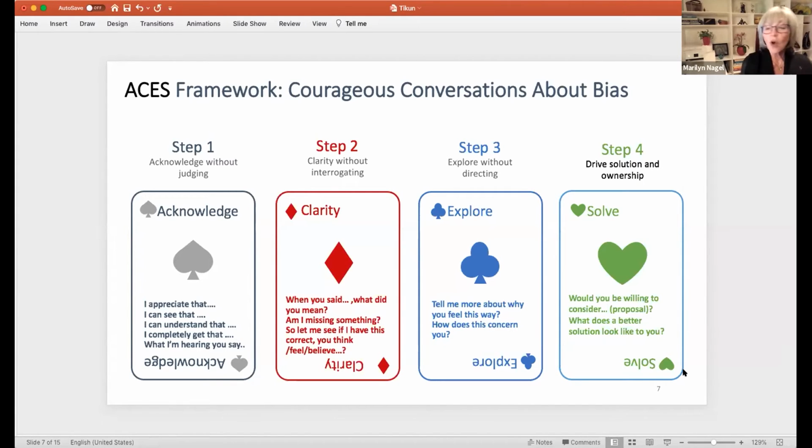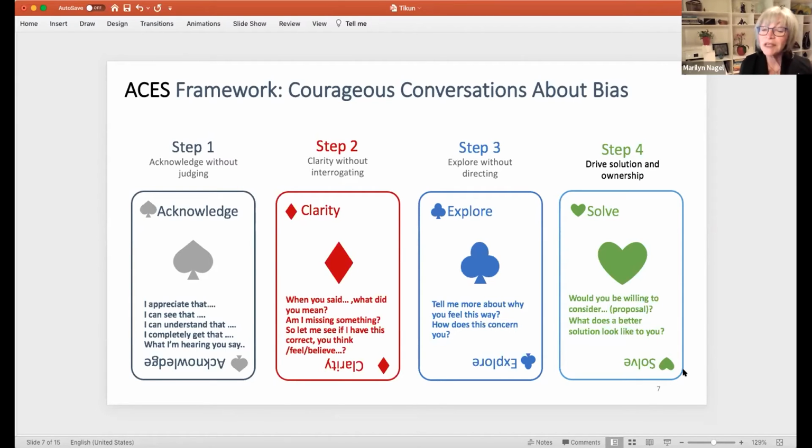The second one is clarify and get clarity without interrogation. So often all we need to do is ask people, when you said that, what did you mean? And that's often enough to bring them up short to say, oh, wow, that might not have been what I meant to say, because we don't all have the right language. Language is changing so quickly in this field that often we're afraid to say anything. And if we say something wrong, we don't want to be blamed or shamed for it, especially publicly. So we want to get clarity, and often that clarity will help the person realize they made a mistake.